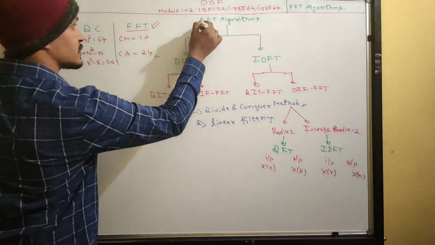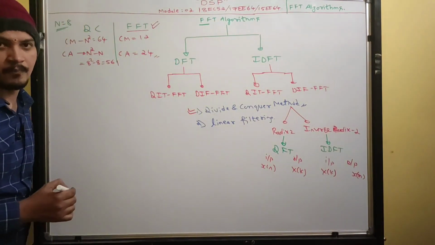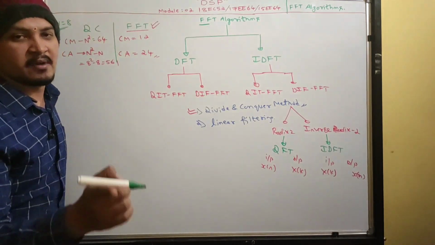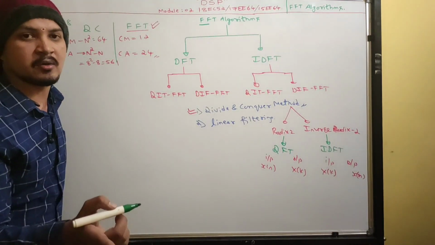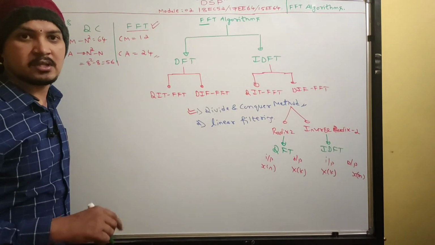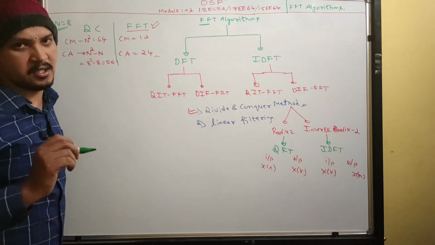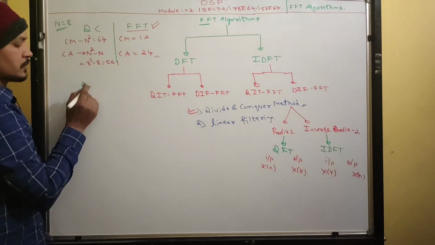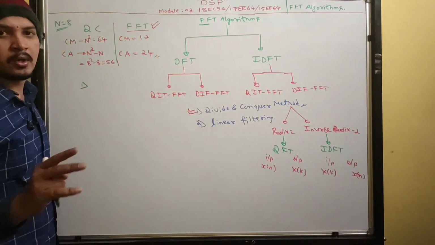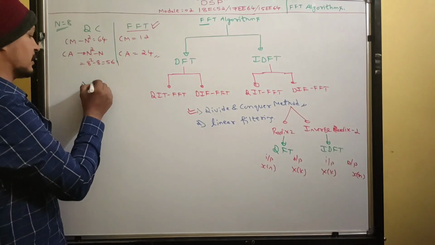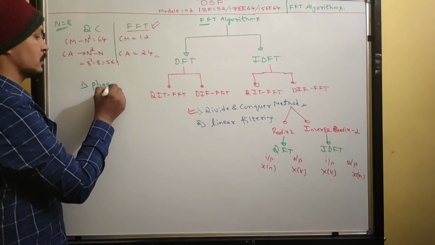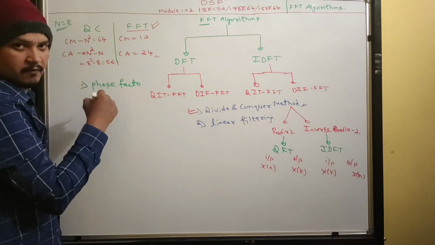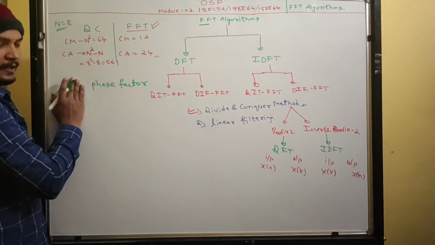As the name suggests, fast Fourier transform converts a time domain sequence to frequency domain samples, or frequency domain samples to a time domain sequence, in an efficient, faster way. These FFT algorithms use the phase factor concept, the phase factor property.